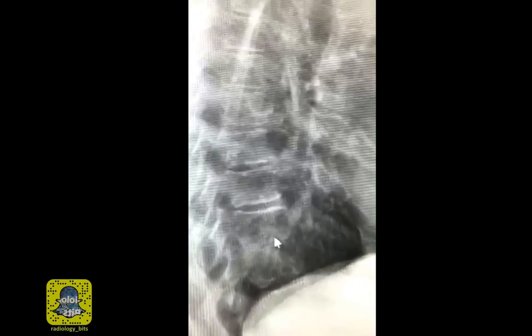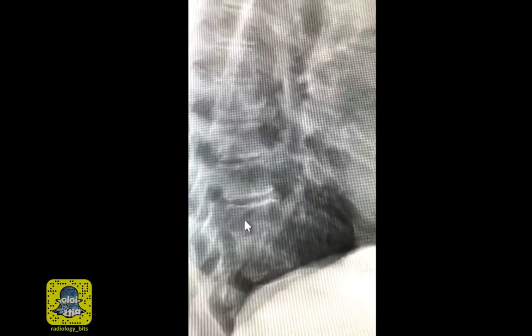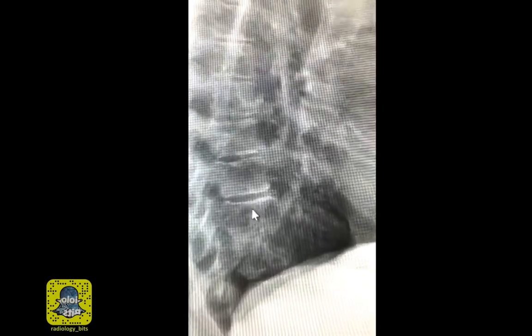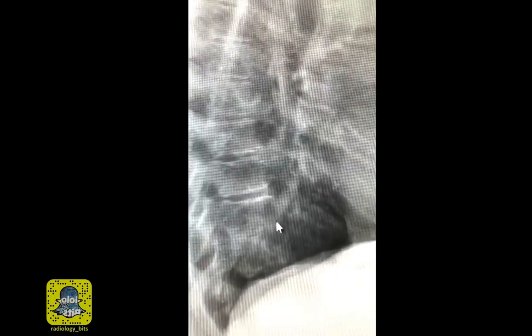When looking at the spine, make sure you don't have any suspicious lucency or even sclerosis, as well as no suspicious cortical interruptions.